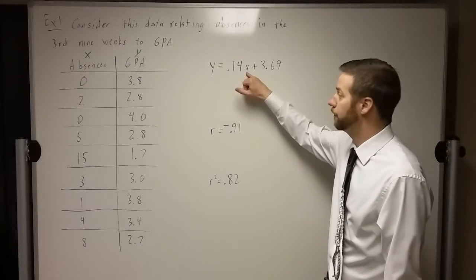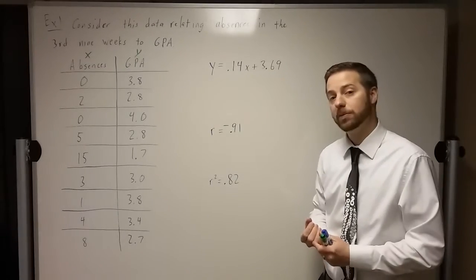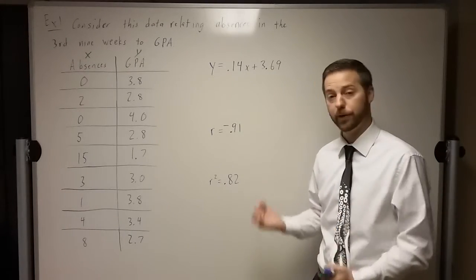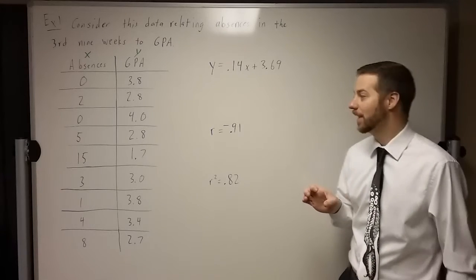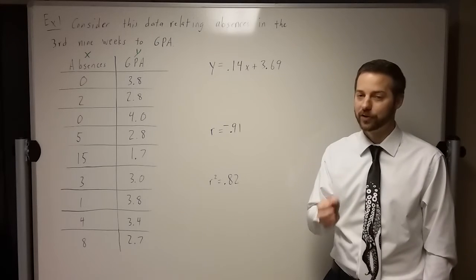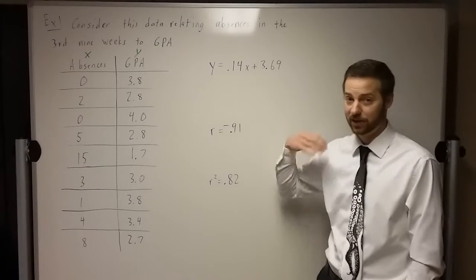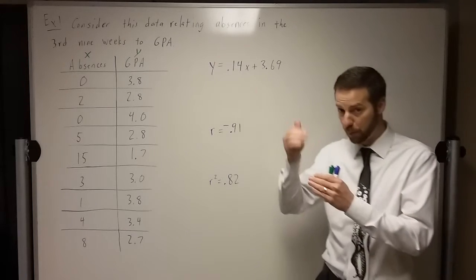And so you put 35 in for x, see what you get back for y, that would be your GPA if you missed 35 days of school in the third 9 weeks. Now, little word of caution with doing that. Unless this is a perfect correlation, your results when you put in that number for x and get a number back for y are a guess. They're not an actual prediction.